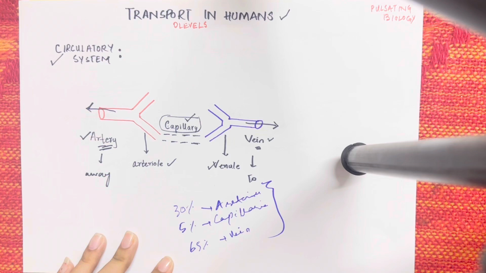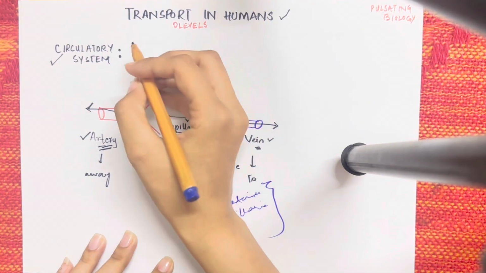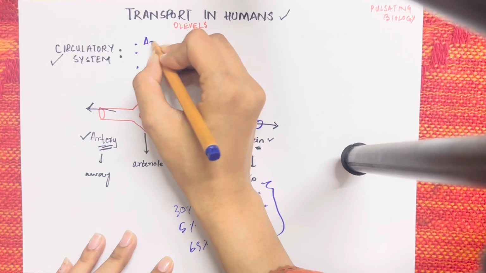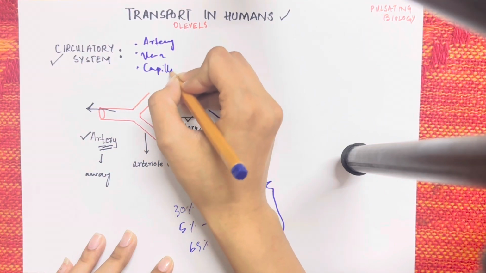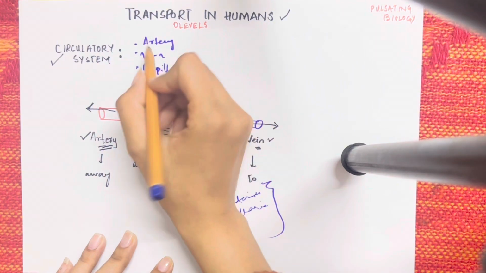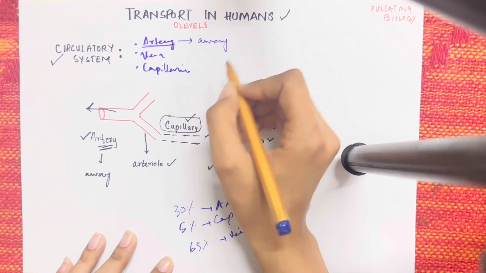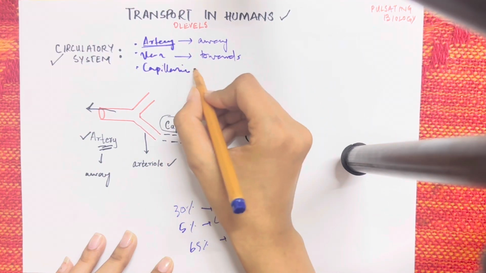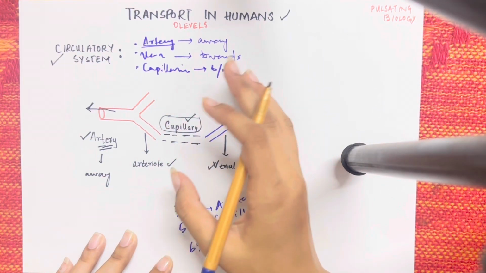Now let's talk about the circulatory system in much more detail. Whenever we talk about the circulatory system, you need to understand what kind of components are included. Basically three main components are included: the arteries, the veins, and the capillaries. These play a very important role. Arteries are the vessels that take the blood away from the heart, and the veins take the blood towards the heart, and capillaries are between both of them, which basically helps in the exchange.